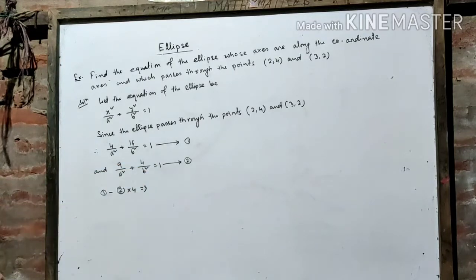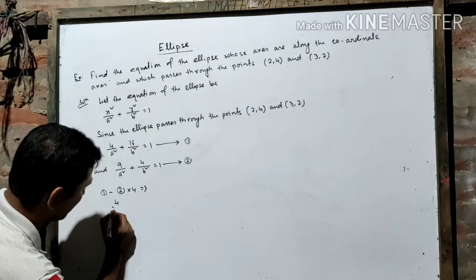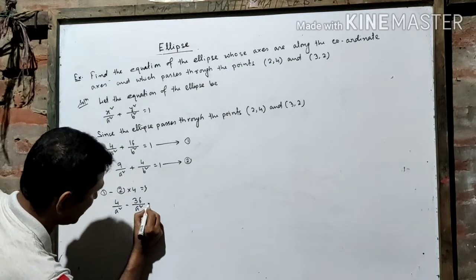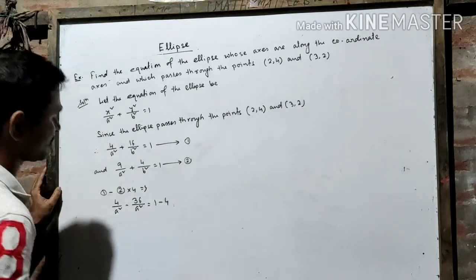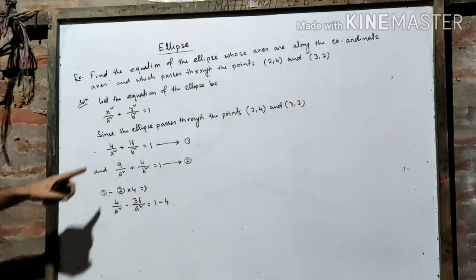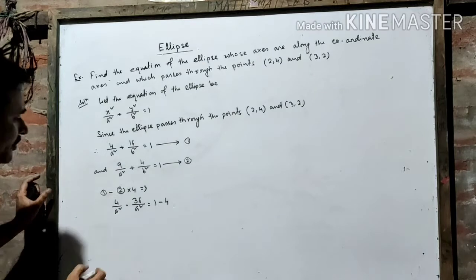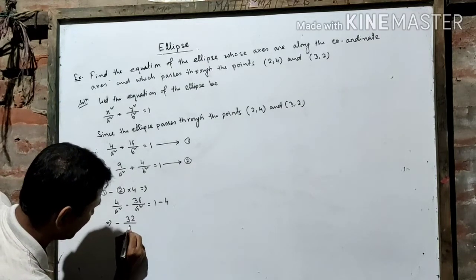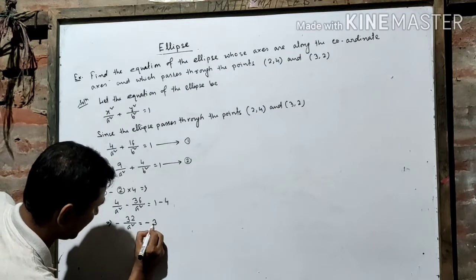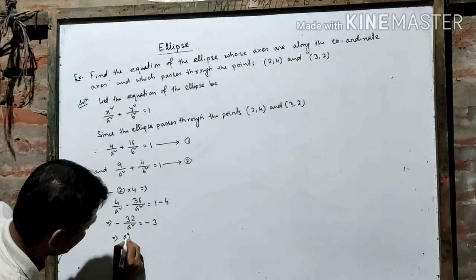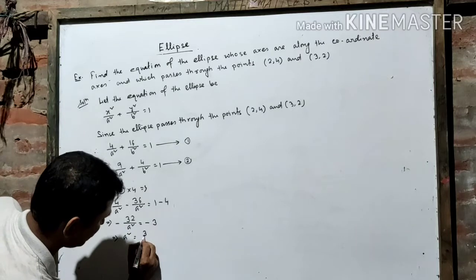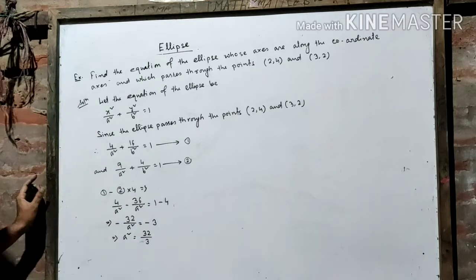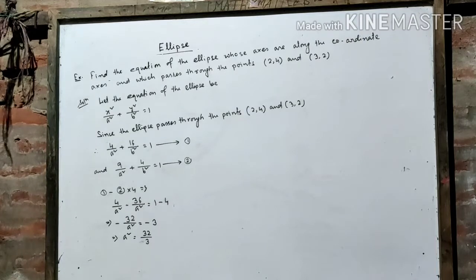So it will be 4 by s square minus 36 by s square is equal to 1 minus 4. So, 16 by b square will be cancelled. This implies minus 32 by s square is equal to minus 3. This implies s square is equal to 32 by 3. Okay. So, the value of s square is 32 by 3.